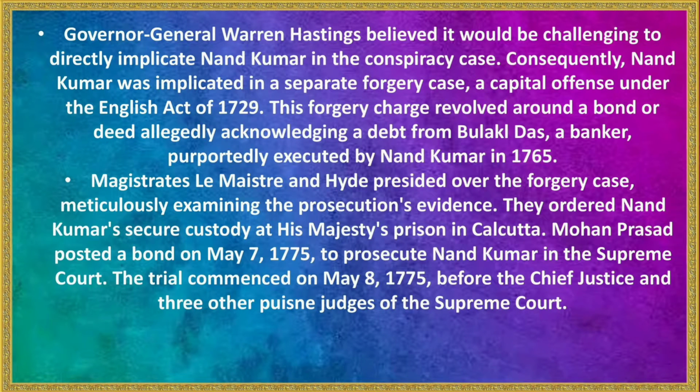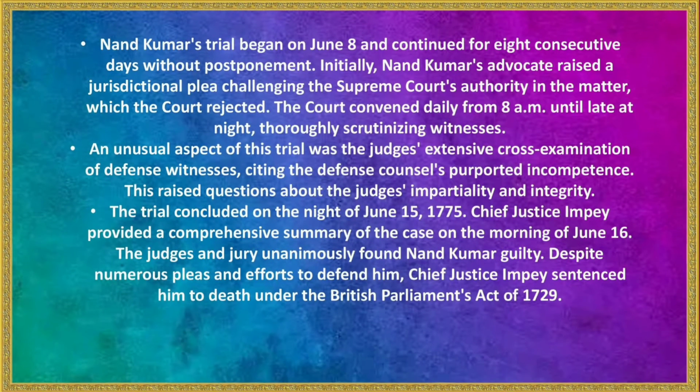Mohan Prasad posted a bond on May 7, 1775, to prosecute Nandkumar in the Supreme Court. The trial commenced on May 8, 1775, before the Chief Justice and 3 other Queen judges of the Supreme Court. Nandkumar's trial began on June 8 and continued for 8 consecutive days without postponement. Initially, Nandkumar's advocate raised a jurisdictional plea challenging the Supreme Court's authority in the matter, which the court rejected. The court convened daily from 8 a.m. until late at night, thoroughly scrutinizing witnesses.